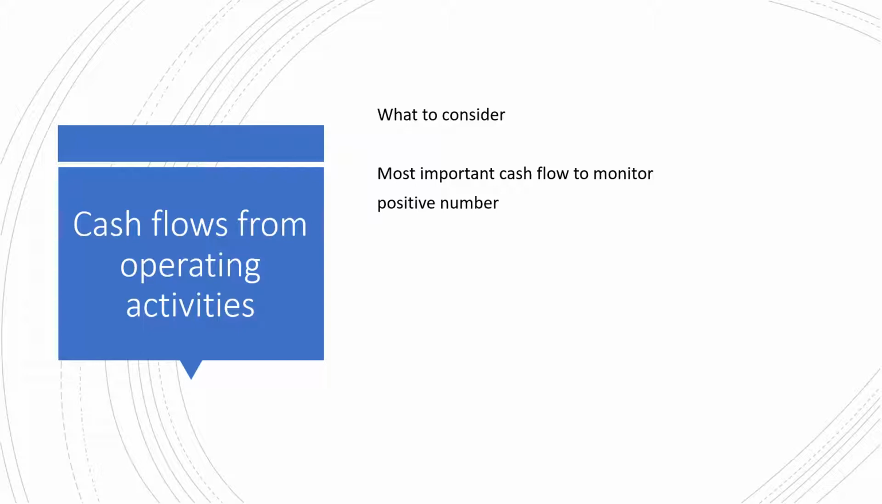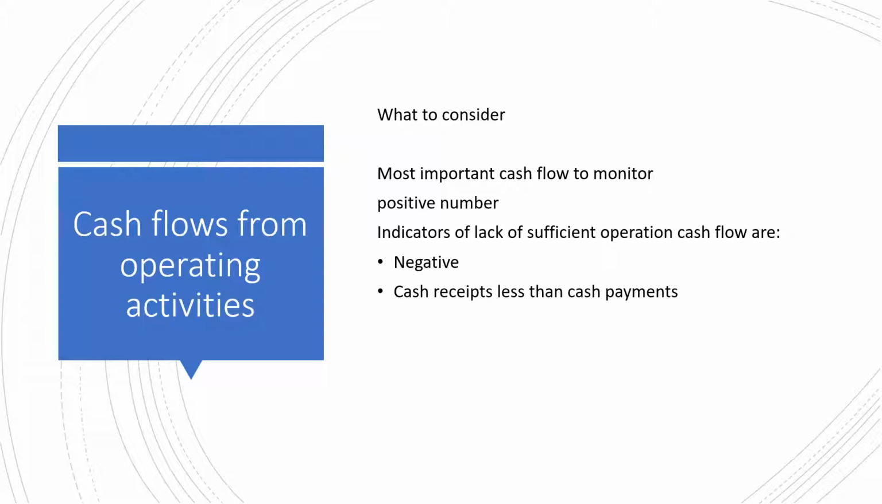Indicators of lack of sufficient generation of operating cash flow that may lead to solvency issues are: net operating cash flows are negative, cash receipts from customers are less than cash payments to suppliers and employees, net operating cash flow is not sufficient to cover the purchases of property, plant and equipment. The figures on the cash flow statement will not be the same as those on the P&L or income statement due to accrual adjustments, timing differences and GST being included in the cash flow statement figures.